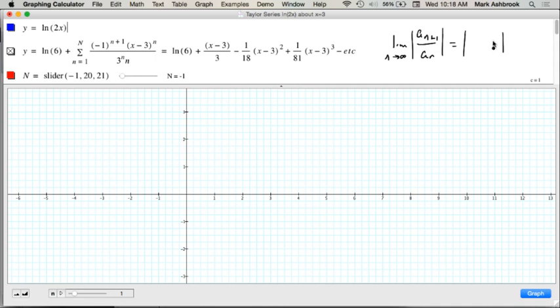X minus 3 over 3. That's what you should have gotten for the limit. When you do the ratio test, you should have gotten x minus 3 over 3 as the limit. And then what do we do with that limit to get the interval of convergence?